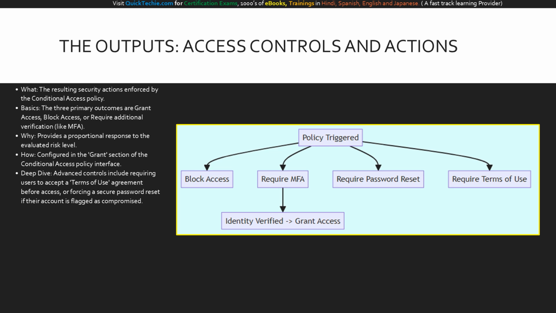You can outright block access, you can cleanly grant access, or, most commonly, you can grant access, but require something else first, typically multi-factor authentication, or MFA. Why is this proportional response so valuable? Because blocking every slightly unusual login stops work completely, while letting them all through invites a data breach. Demanding MFA is the perfect middle ground. It challenges the user to prove they are who they say they are.